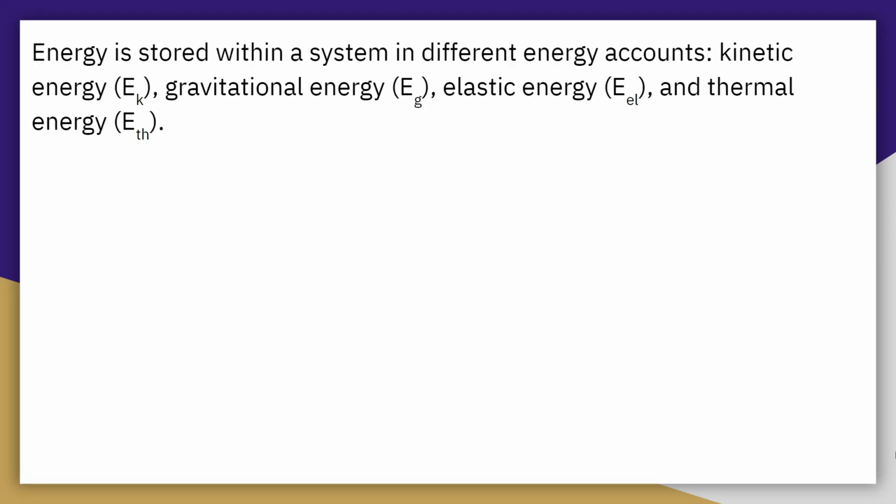Now, when energy is within a system, it is stored within that system in different energy accounts. It can be stored as kinetic energy, represented with a capital E for energy and a subscript K for kinetic. That's the energy that would be associated with the motion of an object. We have our gravitational energy, capital E for energy, subscript G for the gravitational energy. This is also known as gravitational potential energy, and it's the energy that is associated with the height of our object.